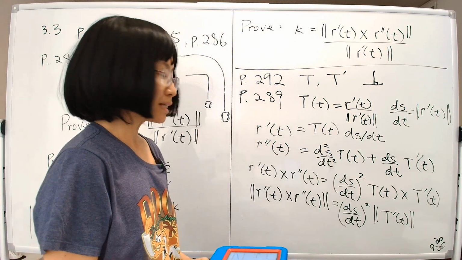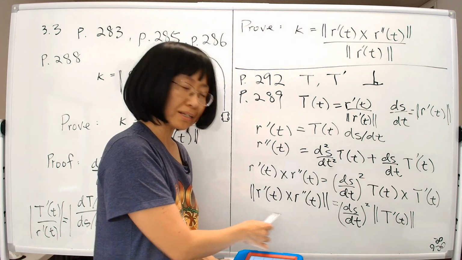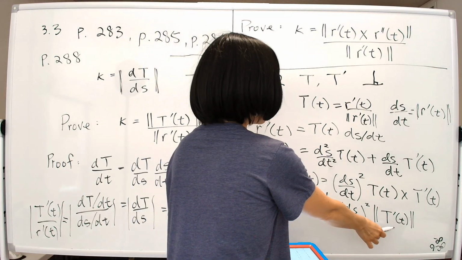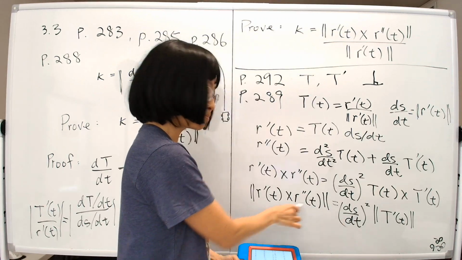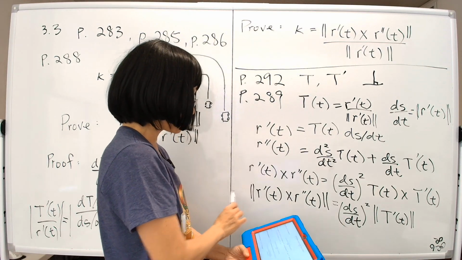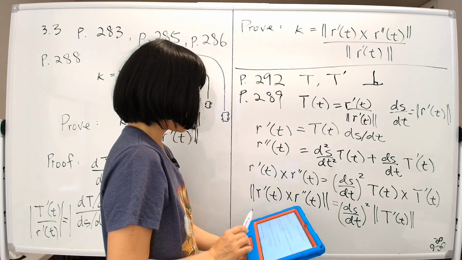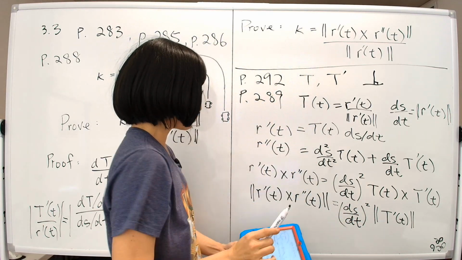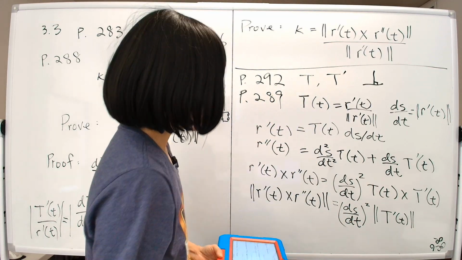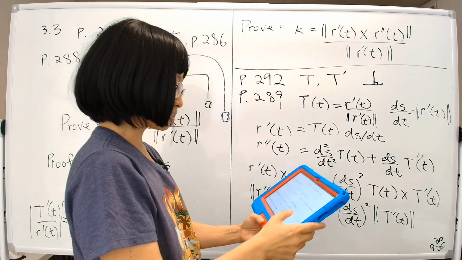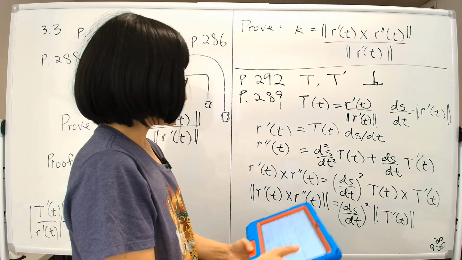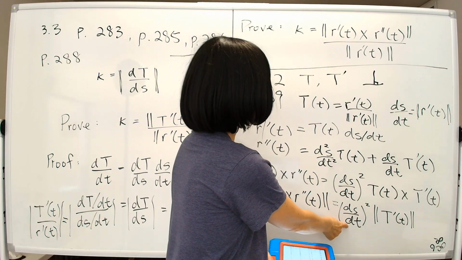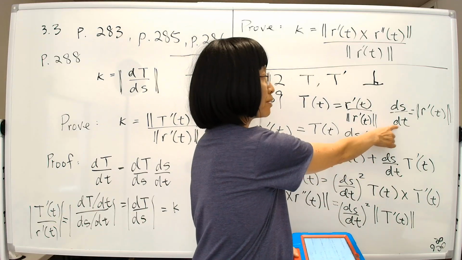Now for the next line, your book forgot to slap on the magnitude. That's why there's a magnitude on this side and your book forgot the magnitude on this side. So please add the magnitude for that line. It just means that the magnitude then will be equal to this, because we are trying to prove something related to the magnitude. So now we're getting very close to the answer, because what is ds by dt again? ds by dt is the magnitude of r prime of t.